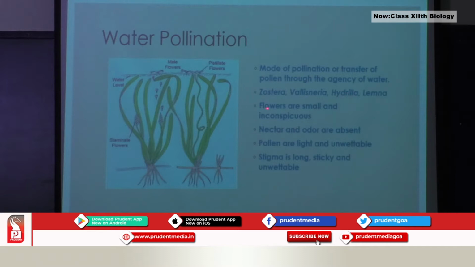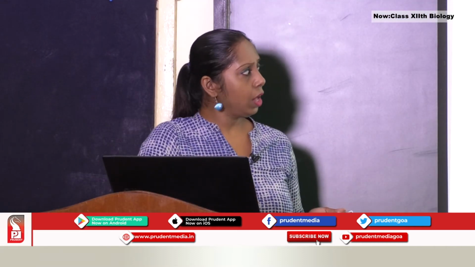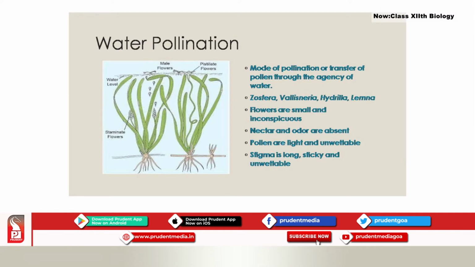Now, what is the nature of the flowers in this case? In these plants, the flowers are going to be very small and inconspicuous. They are not going to have any nectar or odor in them. As it is, they are very small. They are not going to have their proper whorls also. The pollens are going to be light and unwettable. So also will be the stigma, which is going to be unwettable, long and sticky.